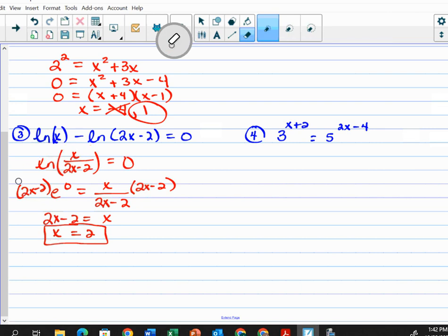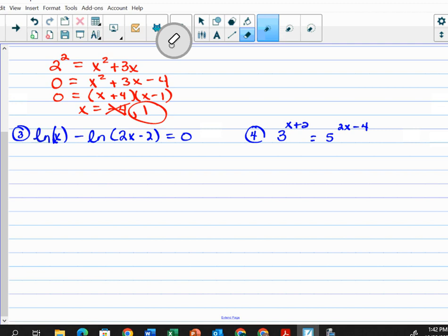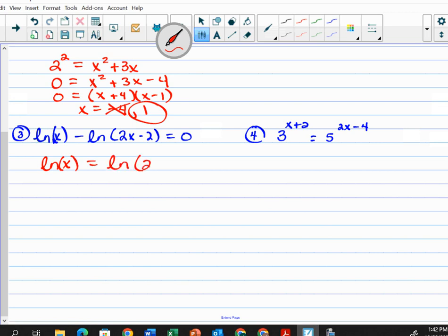Okay. When you have a 0 on one side, I could just add the whole natural log of 2x minus 2 to the other side. So then I've got natural log of x equals natural log of 2x minus 2. Log with same base on both sides. What can I do? So I just have x equals 2x minus 2. Easier, yeah. There's lots of ways to solve these problems, so whatever you see is the best route to take.